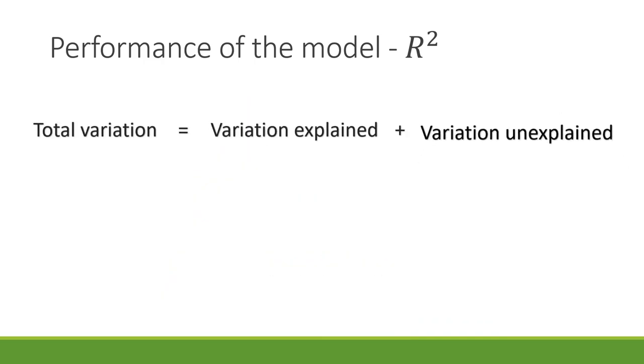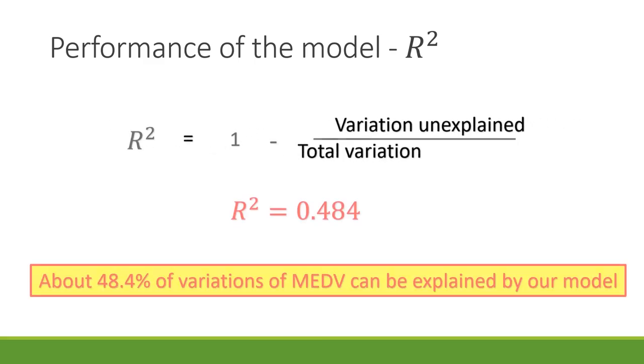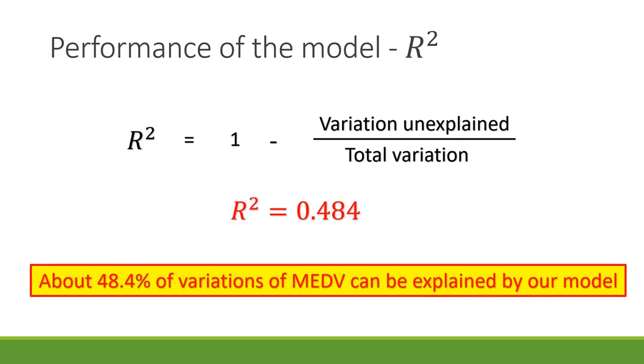With a mathematical calculation, this equation holds true. We want a good model in the sense that most of the changes of our target or response variable can be explained by our model. In other words, we hope SSE, the unexplained variation, can be relatively smaller. In simple linear regression, we use R-squared to measure the percentage of explained variation. In our model for median price, R-squared is equal to 0.484. It means that about 48.4% of the variation of MEDV can be explained by our model.